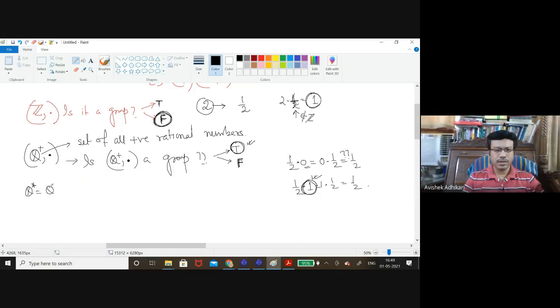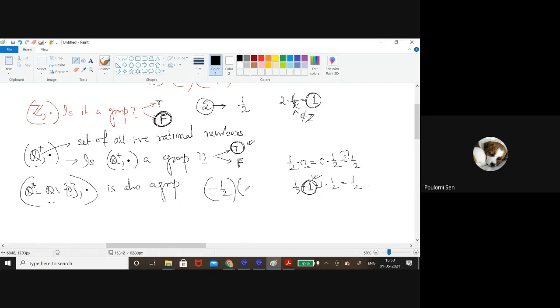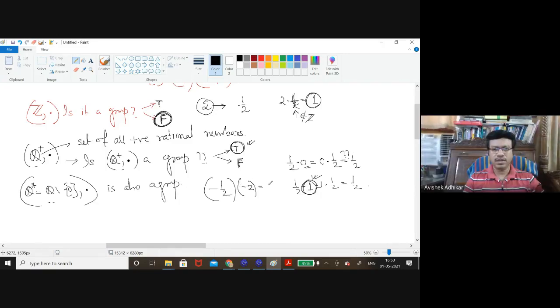That means Q minus 0 with respect to multiplication. That is also a group, right? By a similar argument. So you might have, say, minus half. What is the inverse of minus half in here, in the set of all non-zero rational numbers? Minus 2. Yes, minus 2, and that becomes 1. So that is a group.